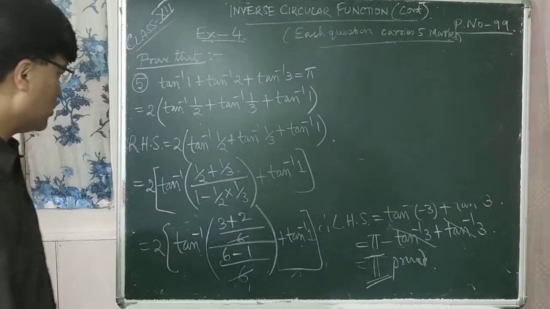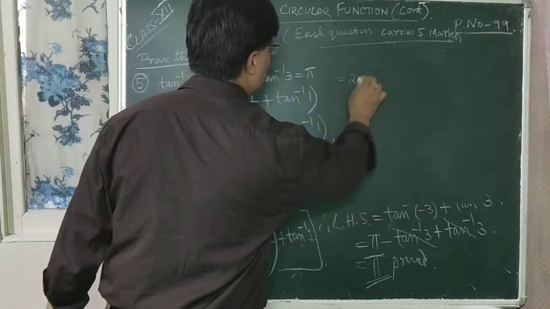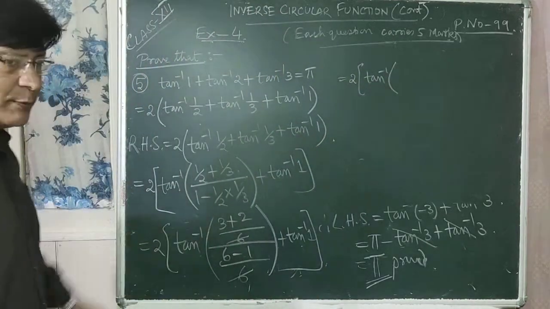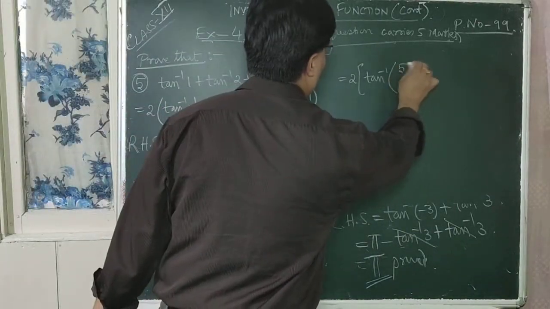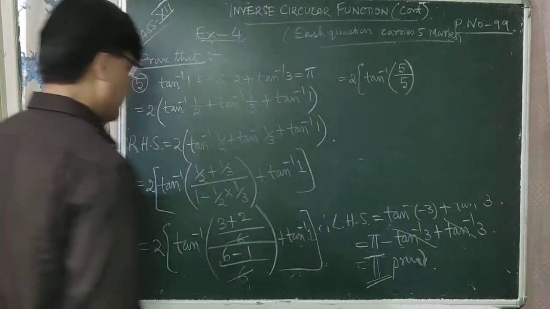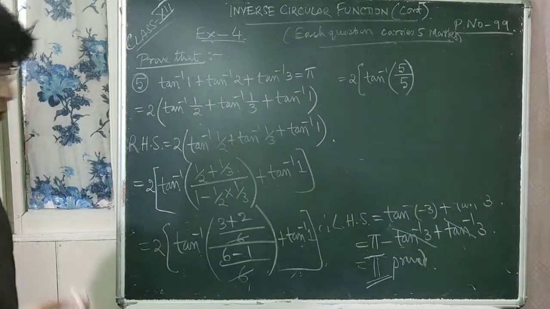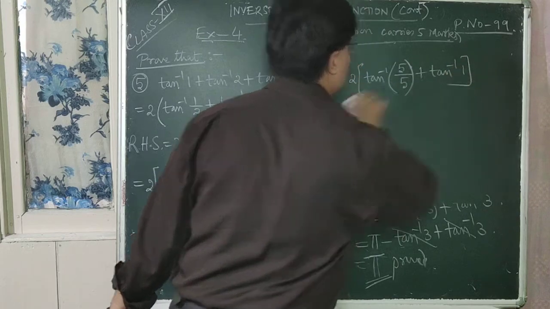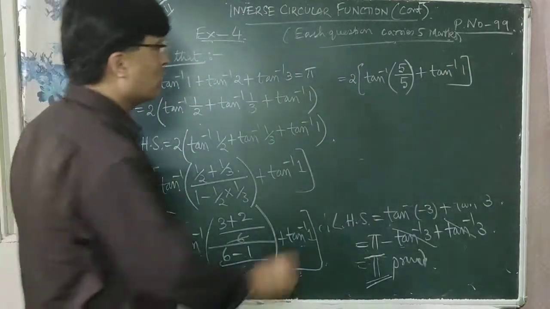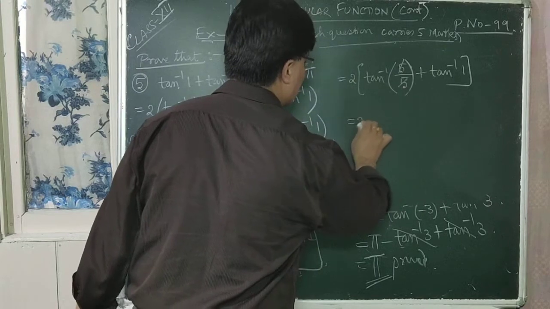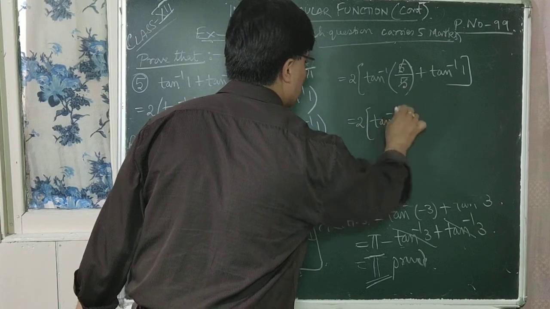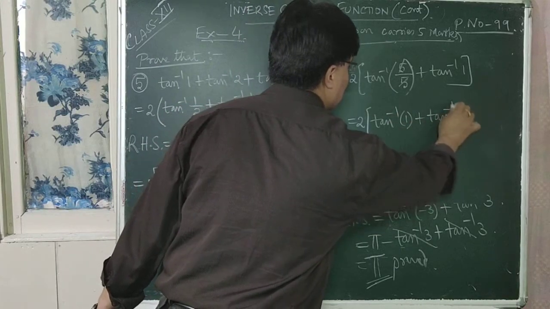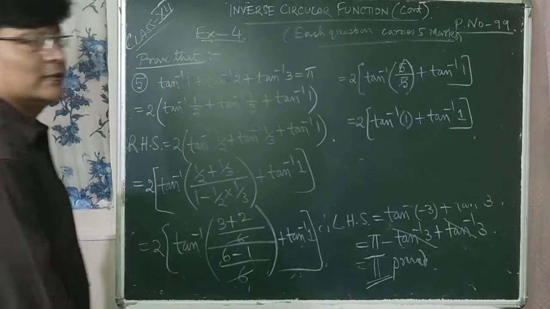So in the next step, what do we get? Is equal to 2 tan inverse within bracket. What is 3 plus 2? 5. What is 6 minus 1? This is also 5. That is 5 by 5, which is 1. You know that. Plus tan inverse 1. Plus this is your tan inverse 1. Right? So here 5 gets cancelled. You get 1 here. 2. That is tan inverse 5 by 5 is 1. Plus tan inverse 1. Is that clear?